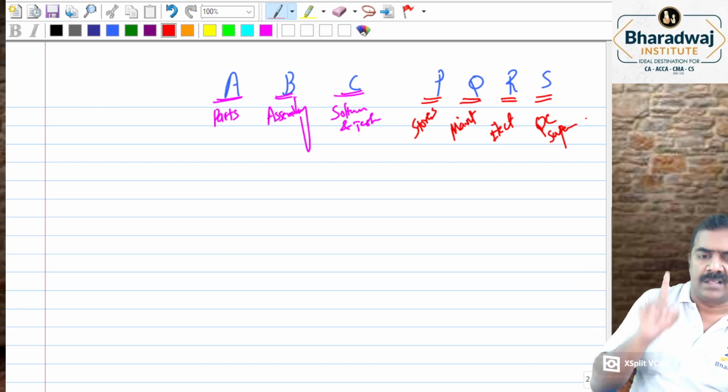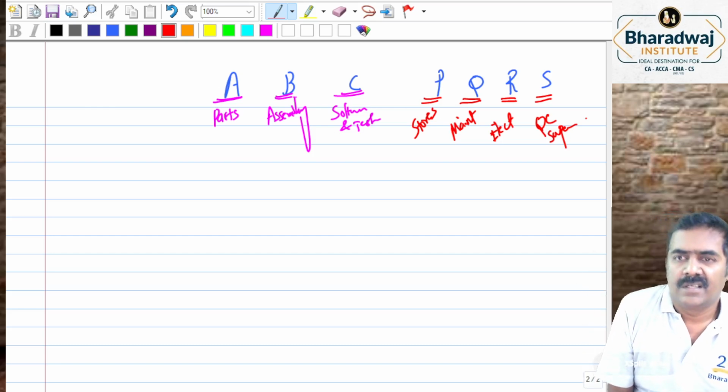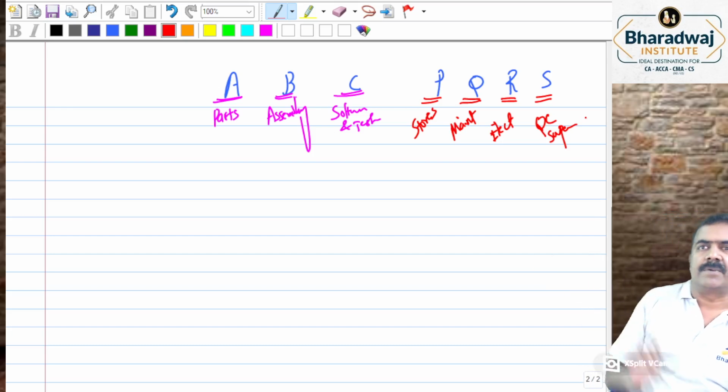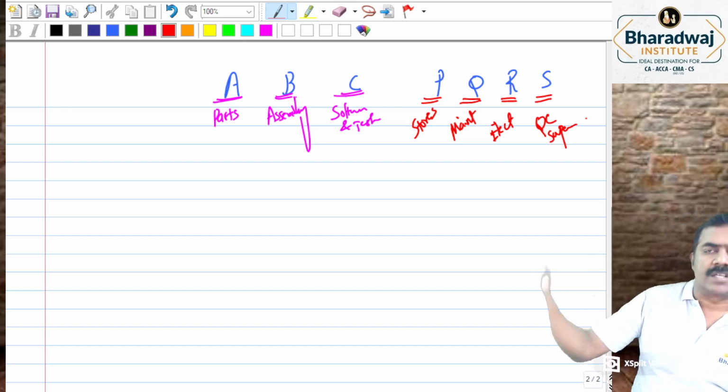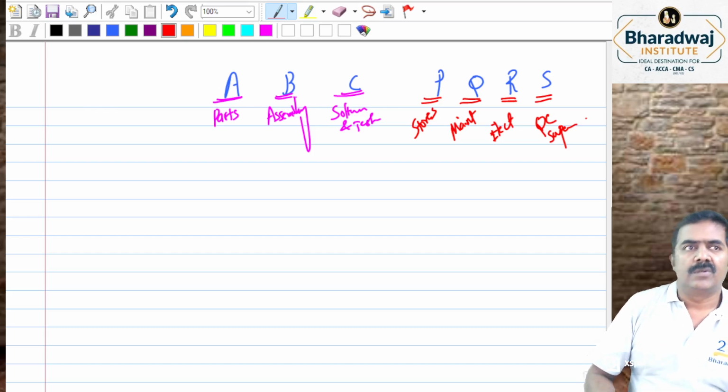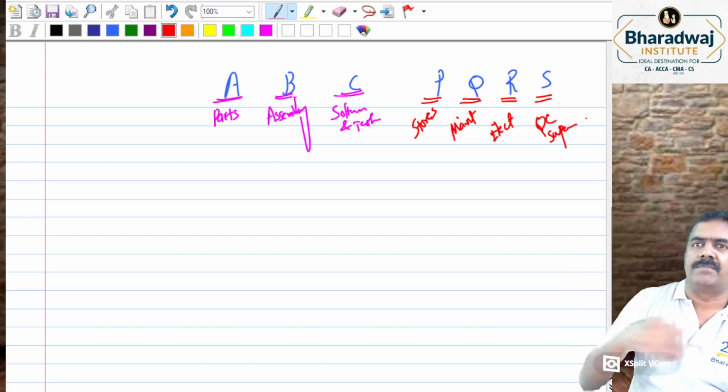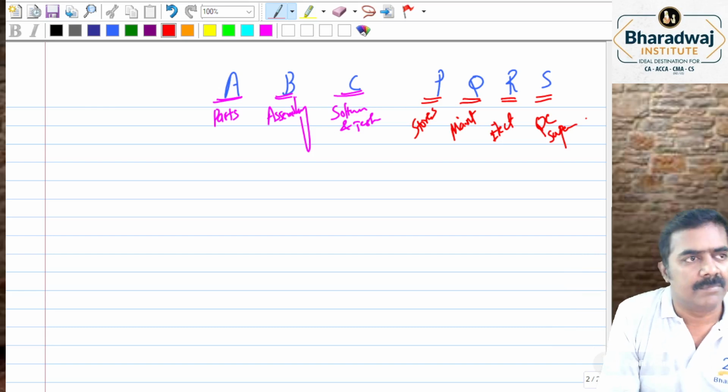So how many departments are there in total? Seven departments. In that, which are the production departments? A, B, C. Which are the service departments? P, Q, R, S. What do the service departments do? Do they work on the product, or do they help the production department? They help the production department.